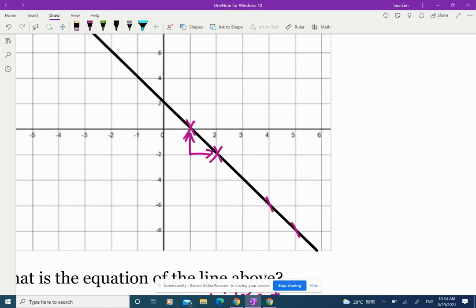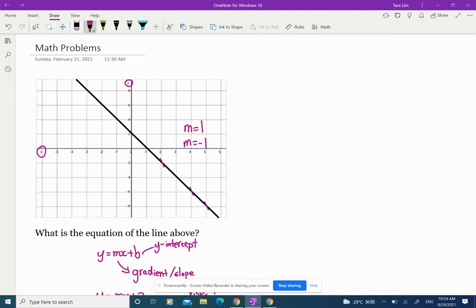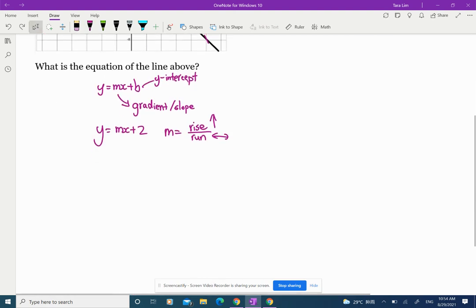But be careful. Is the gradient 1 or is the gradient negative 1? Now it is negative 1. Why is that? Because this line here is going downwards. As you can see, it's going downwards. So any line that is going downwards, the gradient is always negative. And any line that is going upwards, like these, the gradient is positive. And in this case, it is negative.